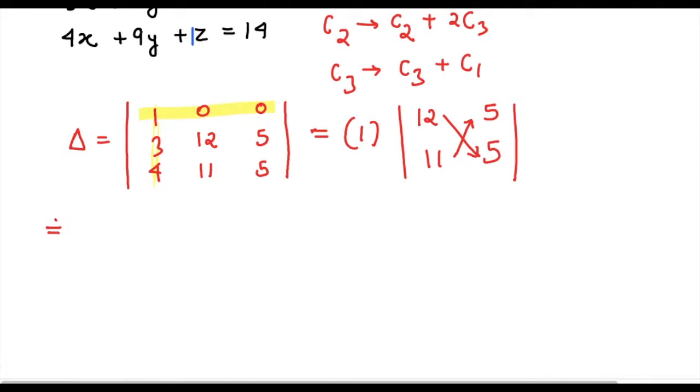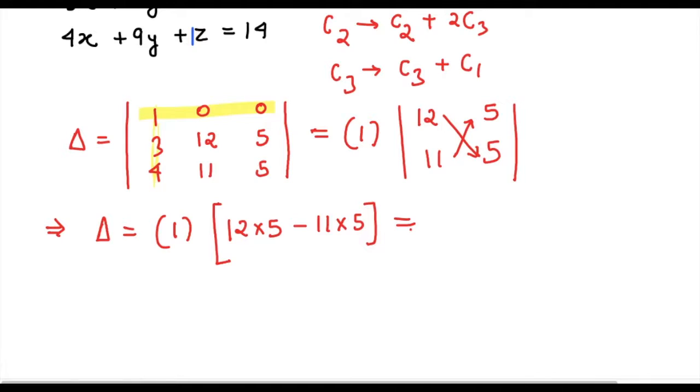So del is equal to 1 times 12 into 5 minus 11 into 5. You can take 5 common, and 12 minus 11 is 1. So del will be 5. So the value of del here, write it down, the value of del will be 5. So we have got del is equal to 5.